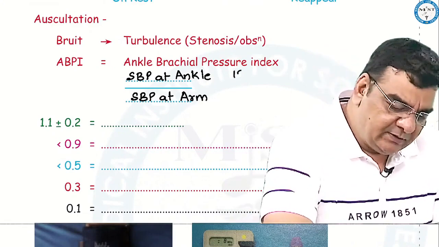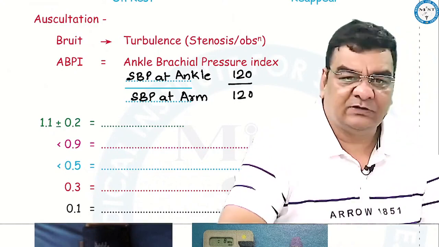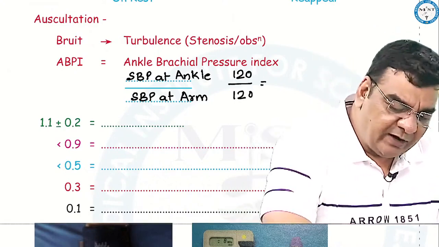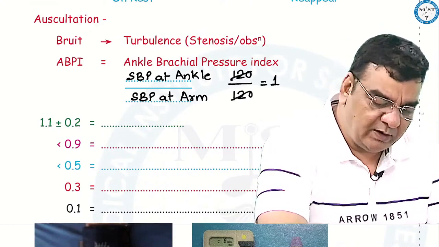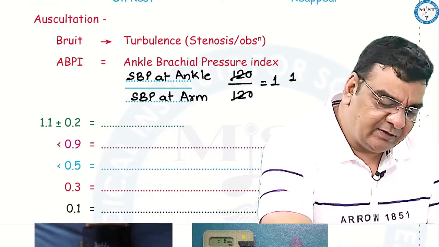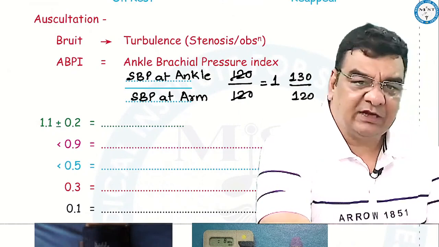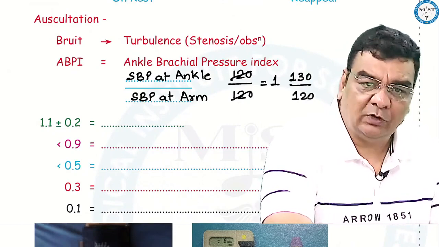You said, beta, that your pressure at the ankle is 120 and your systolic pressure at the arm is 120. So what is the value of this ratio, beta? The value of this ratio is 1. You also said that when you are sitting or standing, the pressure may be 130 by 120. That means slightly more than 1, right? So this is also something which is normal.